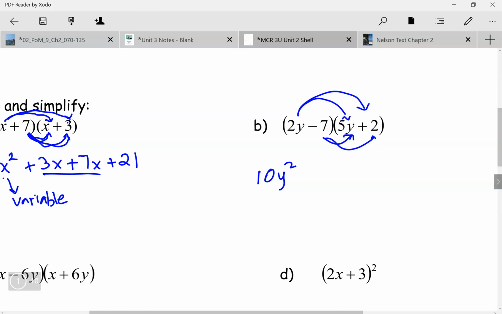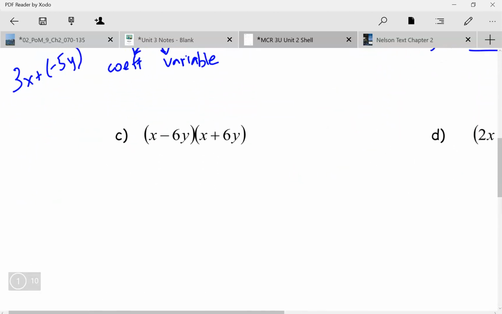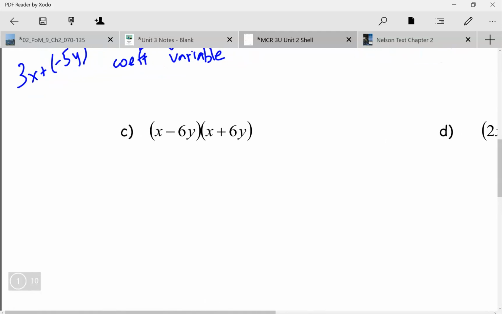So continuing here, we have a plus 4y minus 35y minus 14. Like terms, please group them. Here we have an interesting formula. First we'll do it the long way. So here again, it's the same idea. You just FOIL, expand this.